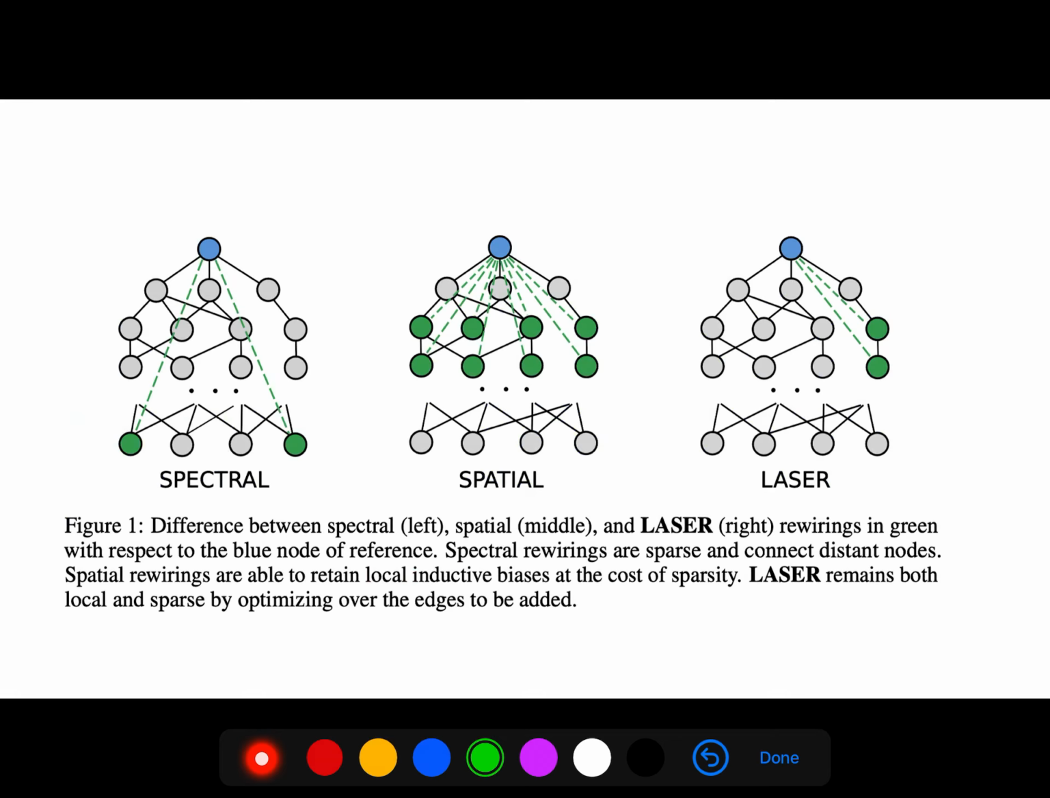You see here the difference between spectral, which is on the left, spatial, which is in the middle, and LASER on the right. The technique of this paper adds these rewirings in green with respect to the blue reference node. So it remains both local and sparse by optimizing over edges to be added.